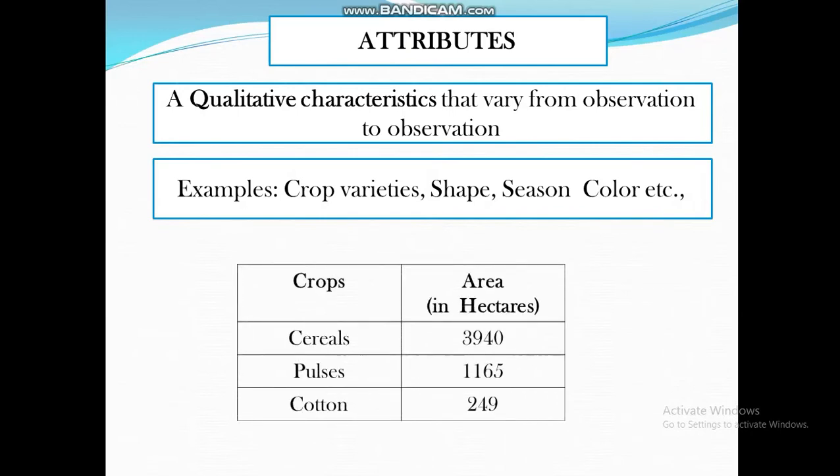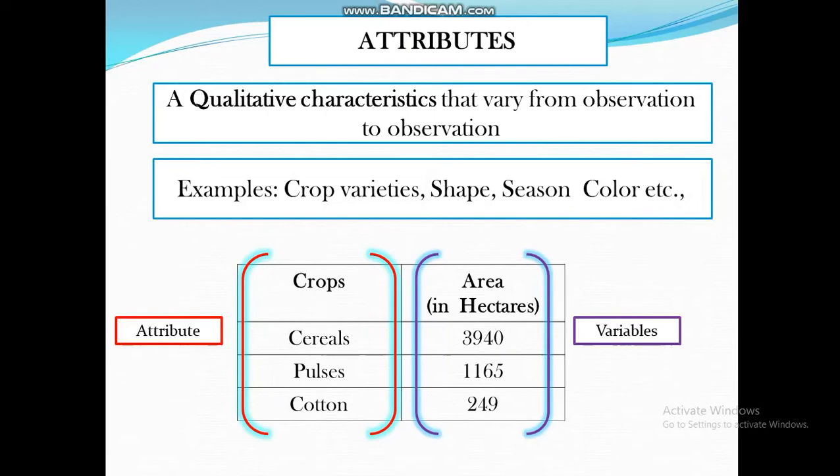For example, in this table data, which one is the variable and which one is the attribute? Here you can see the area is a variable, because it is quantitative in nature, area in hectares. And the crop, that is cereal, pulses and cotton, these are attributes, because cereal, pulses, cotton are not variables, they are qualitative characters. So they are attributes.